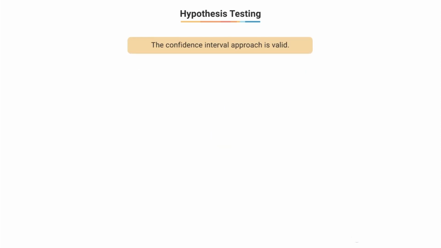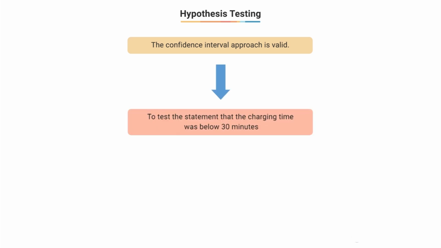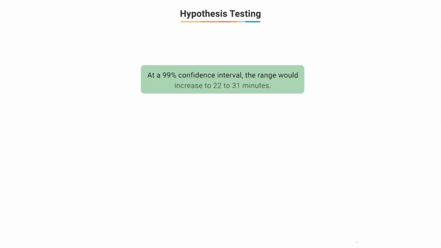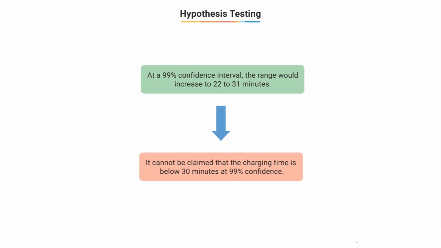But do you feel this approach is logically correct? Yes, there's nothing wrong with this approach. In order to test the statement that the charging was below 30 minutes, I took out a sample and determined that the average charging time would lie between a certain confidence interval. However, maybe if I had considered a 99% confidence interval, then the range would increase to say 22 to 31 minutes. And then I cannot say anymore that the charging time is below 30 minutes given 99% confidence.